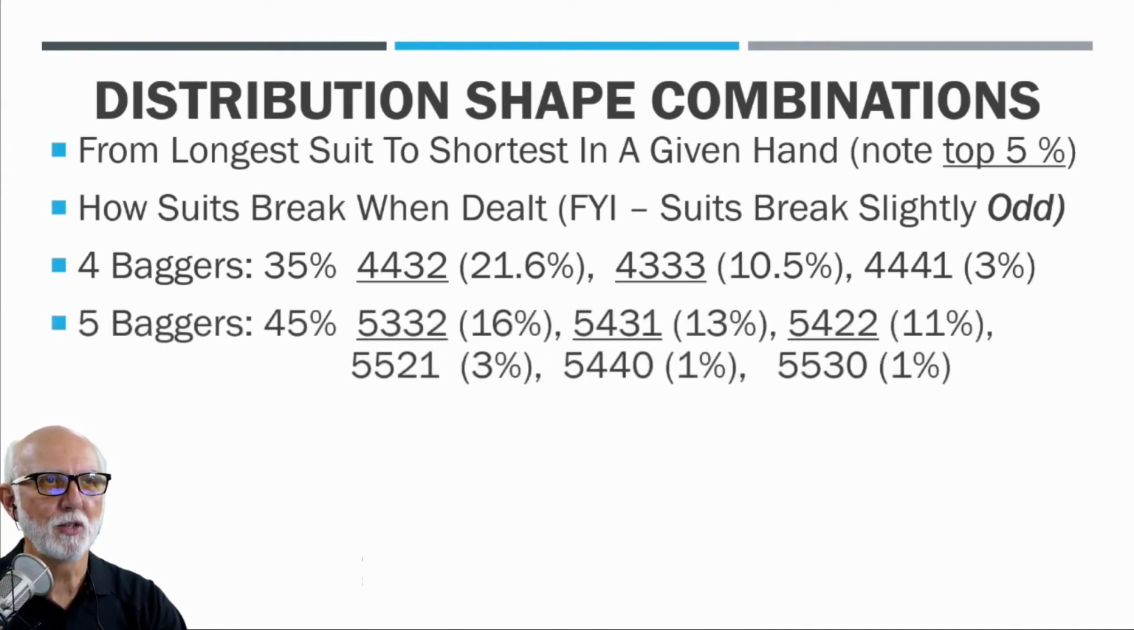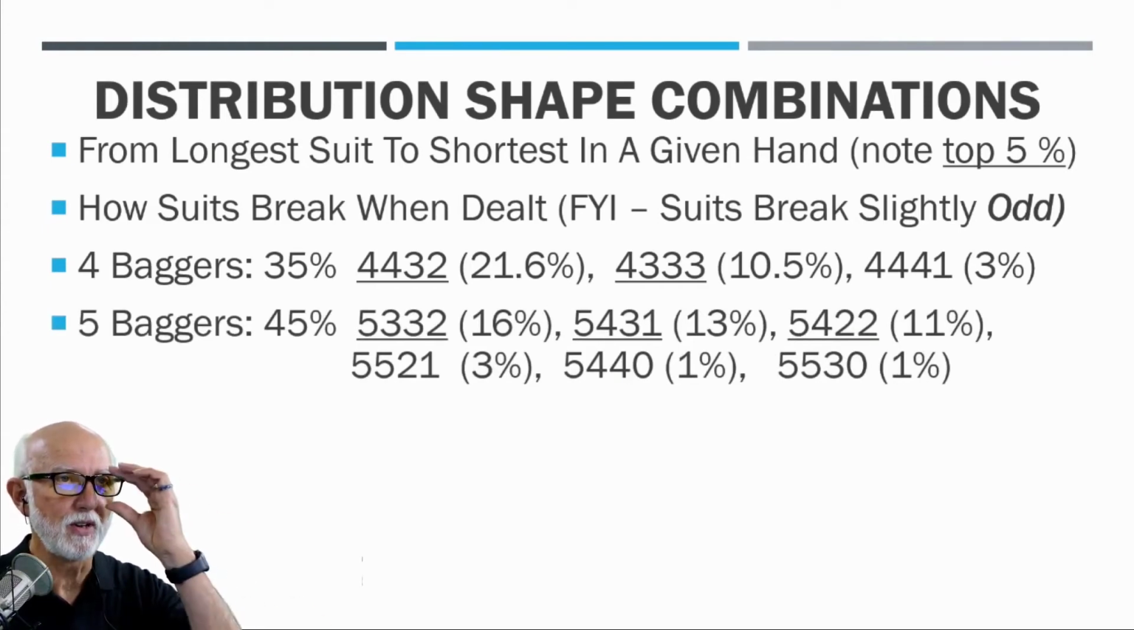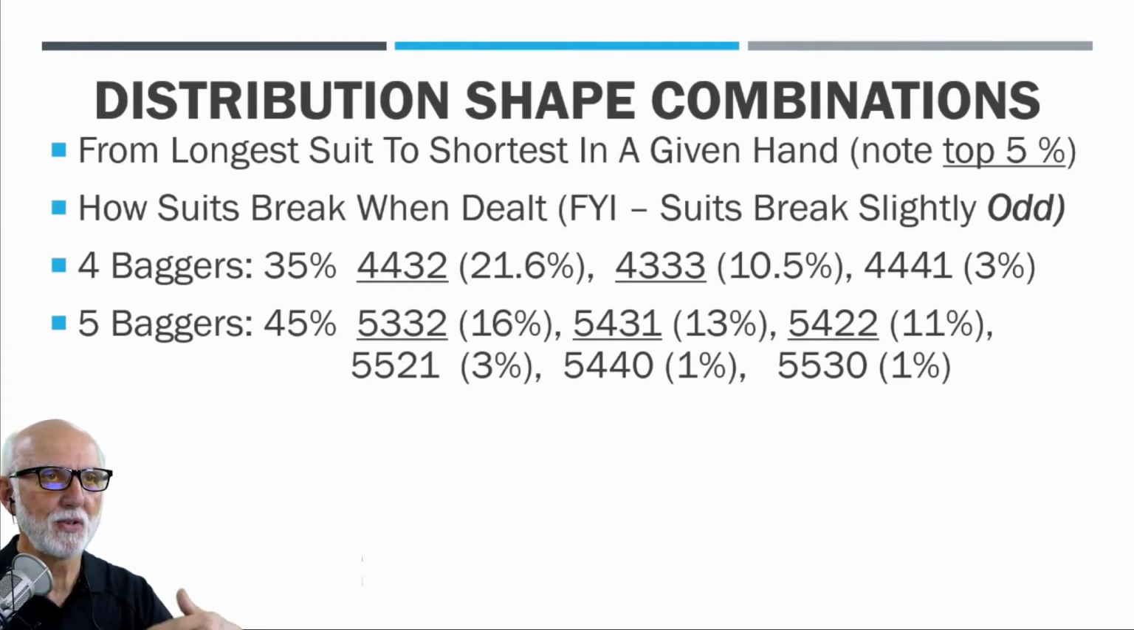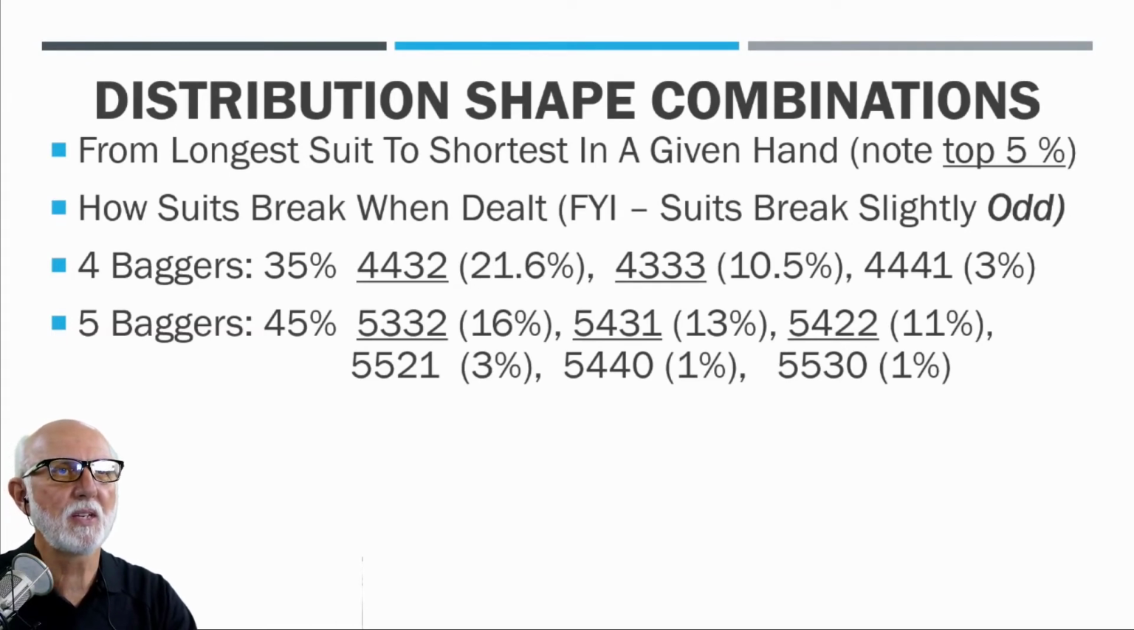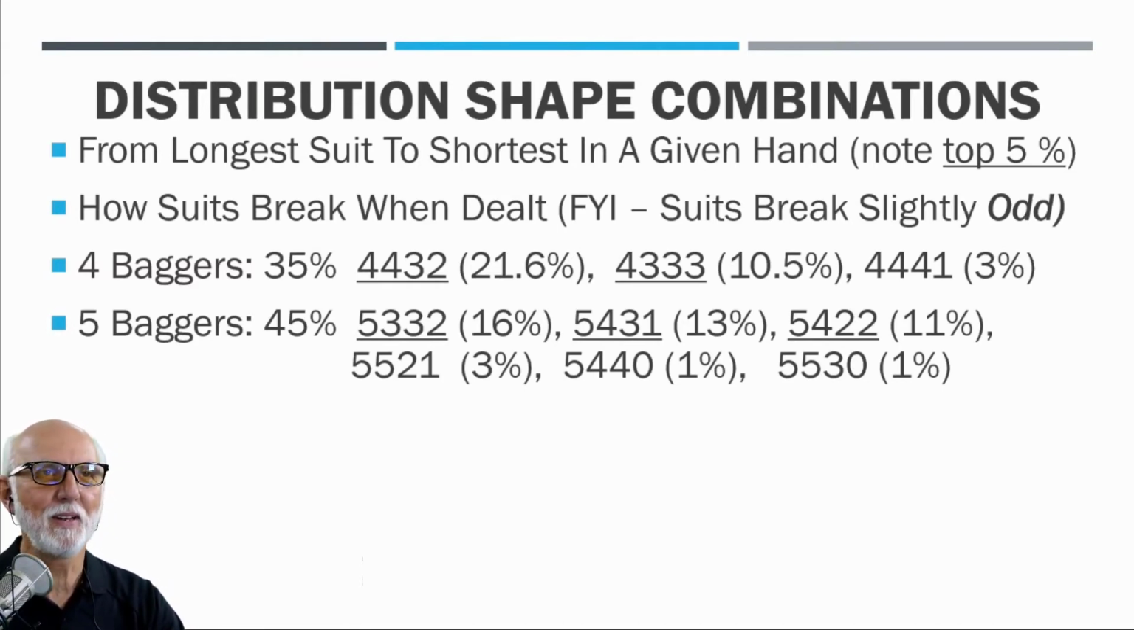How about the 5 baggers? Now we're up to 45% for the different combinations, and there's typically on these one more combination than the number. Where there's 5 cards, there's 6 different combinations here. A 5-3-3-2 is 16%. 5-4-3-1 is the next most common. It's 13%, about 10. Same with a 5-4-2-2, a little less often there. 5-5-2-1, not too often. A 5-4-4-0, 1%, and a 5-3-3-0 is also 1%.